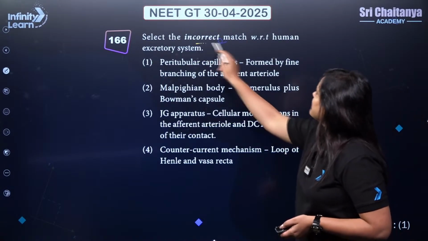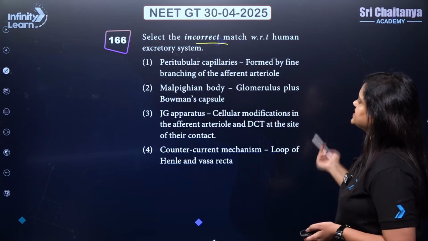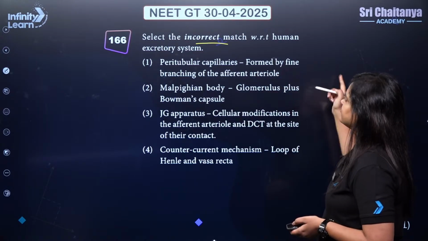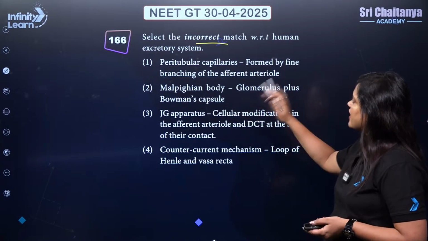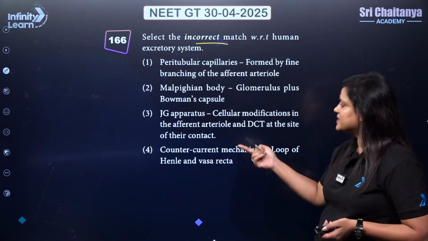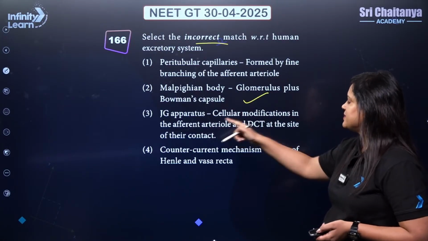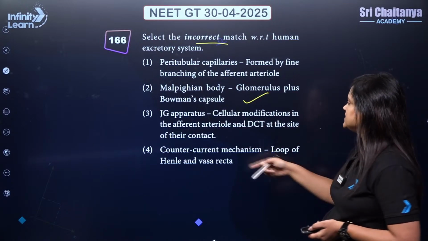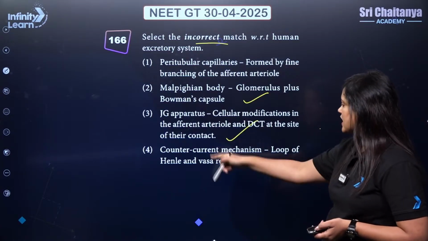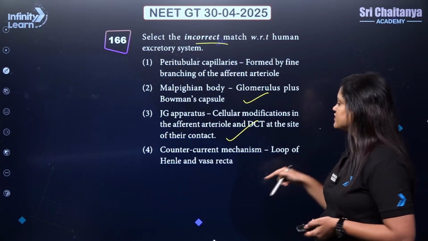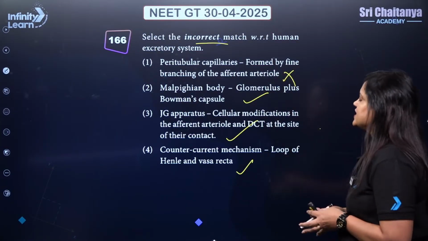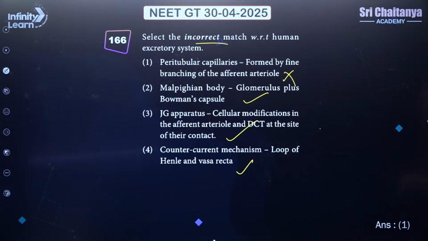Select the incorrect match with respect to human excretory system. Peritubular capillaries formed by the fine branches of the afferent arteriole. Malpighian body is glomerulus plus Bowman's capsule. Yes. JG apparatus is a cellular modification in the afferent arteriole and the DCT at the site of their contact. And counter current mechanism is because of loop of Henle and vasa recta. What is wrong here is 1. Okay, so correct answer should be 1.